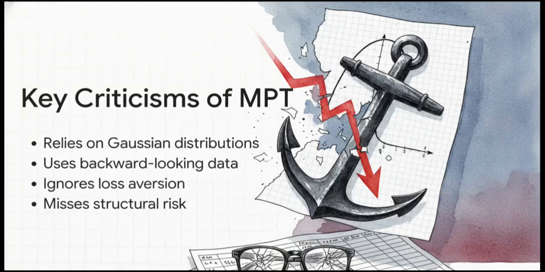To summarize these critical perspectives, MPT's use of variance as a measure of risk is completely symmetric, meaning it treats abnormally high returns as just as risky as abnormally low returns. That completely ignores the psychological reality of loss aversion. Let's be real, human beings care a whole lot more about losing money than they do about unexpected gains. Combine that weird symmetry with its reliance on backward-looking historical data and normal distributions, and critics argue you're left with a model that works perfectly in a pristine Excel spreadsheet, but really struggles to anticipate actual, real-world structural crises.